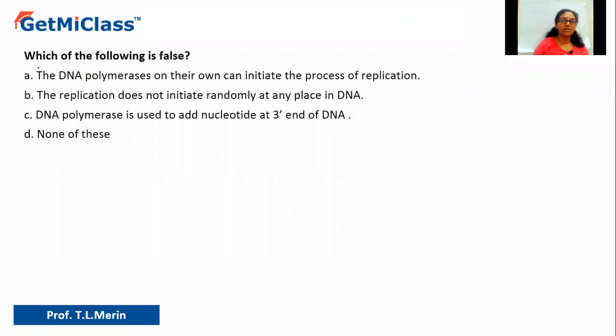So let's solve this question here. It says, which of the following is false? Option A says the DNA polymerases on their own can initiate the process of replication. Option B says the replication does not initiate randomly at any place in the DNA. Option C says the DNA polymerase is used to add nucleotide at 3' end of the DNA. Option D says none of this.